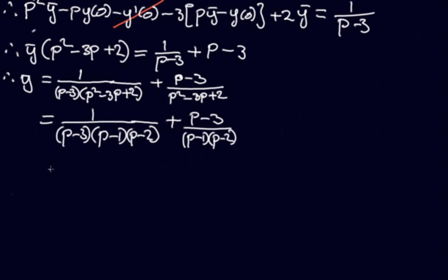So just continue and see what we can do now. Let's put the two terms together. And so when we do that, we can have p minus 3, p minus 1, p minus 2 as a common denominator.